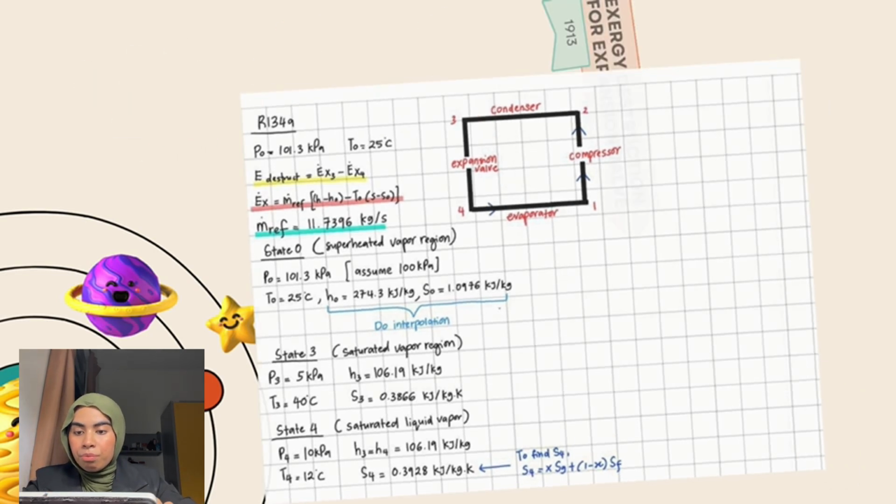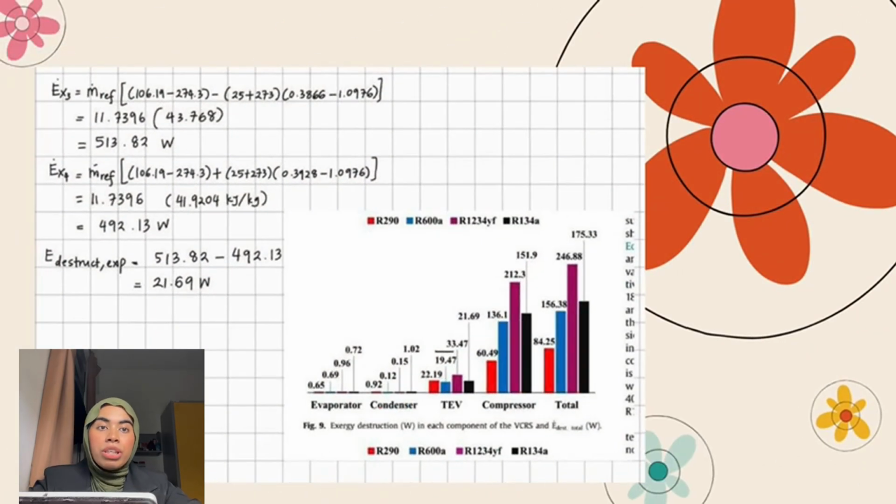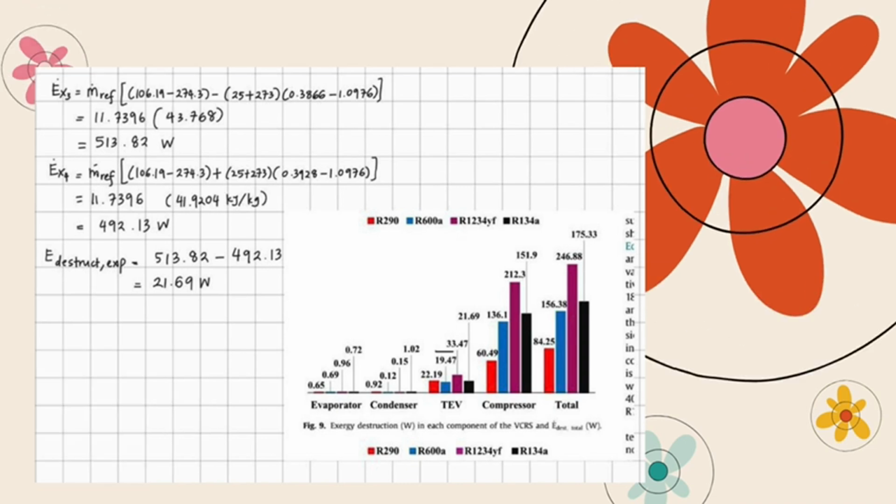And when you get the data, you have to insert it in the equation, so you will get the value of exergy flow for state 3 and the value of exergy flow for state 4. And then you subtract them and you get 21.69 watt, which is the same as the journal that we picked, which is the exergy destruction for refrigerant of 21.69 watt.